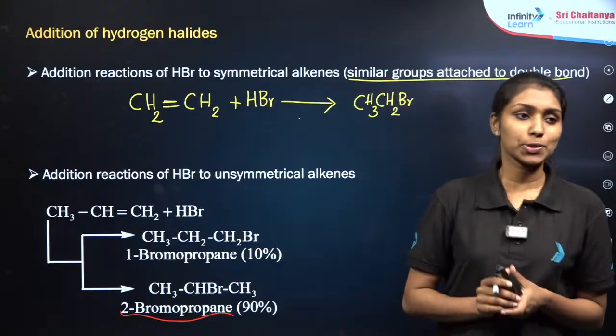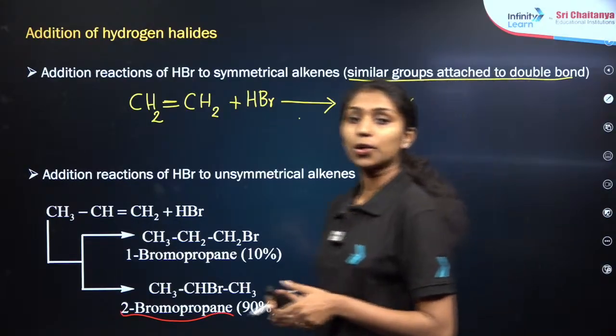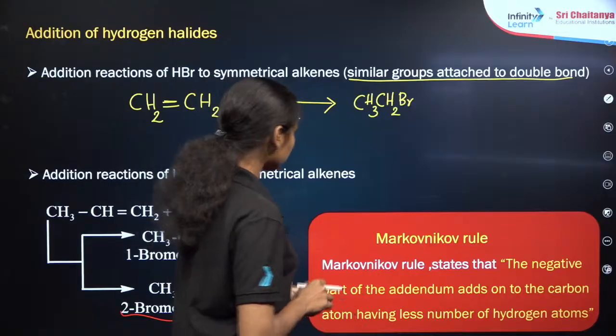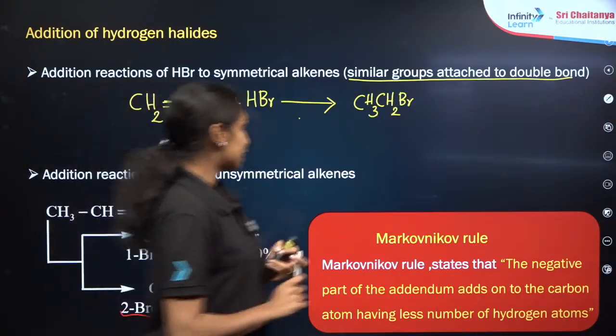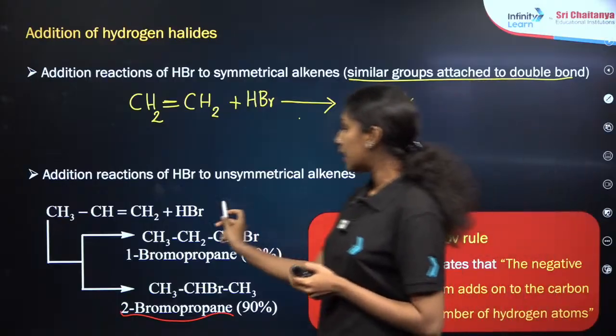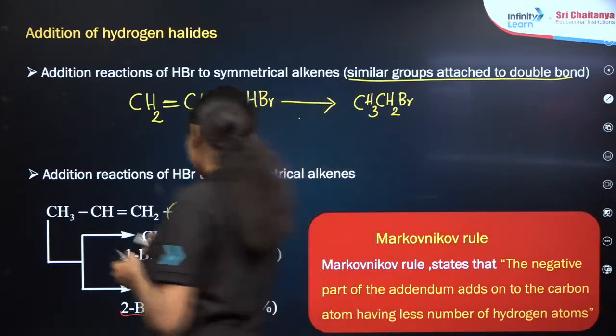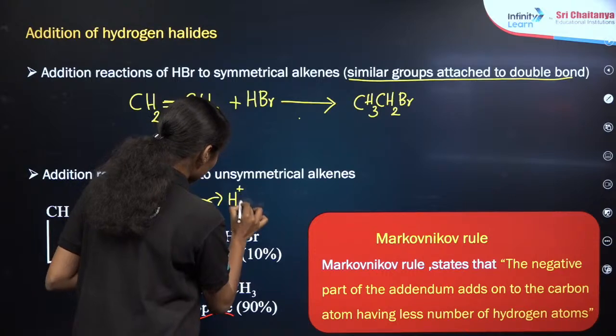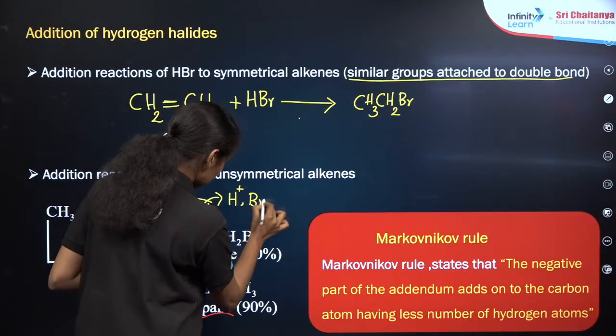So here we are introducing Markovnikov's rule. It states that the negative part of the addendum, meaning the molecule you are adding. Here we are adding the HBr molecule. We can break this HBr as H plus and Br minus.